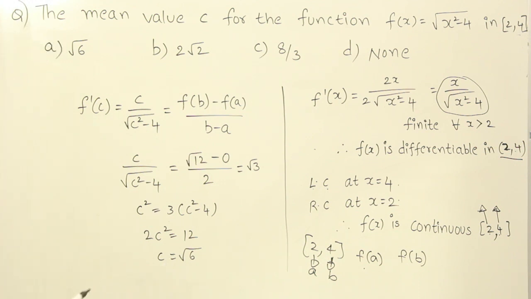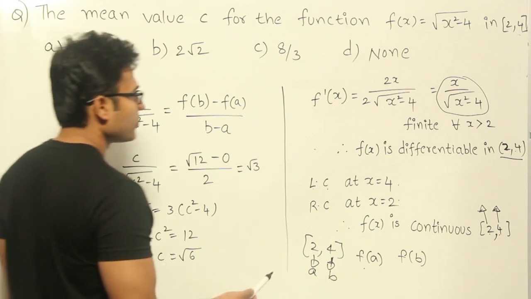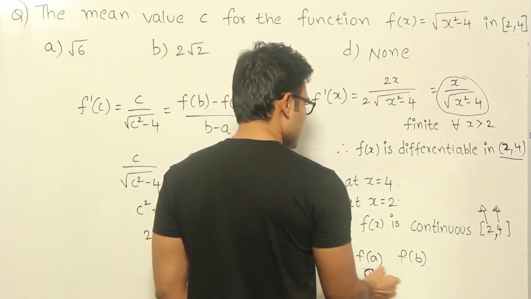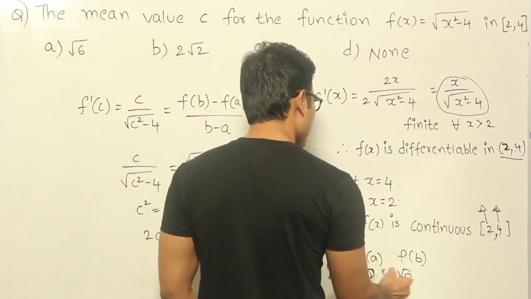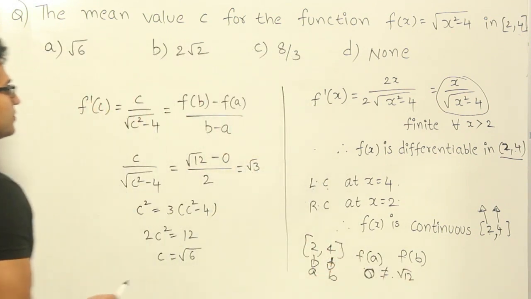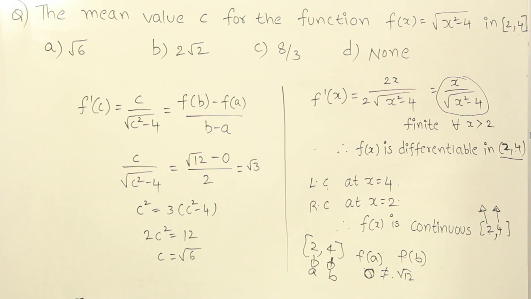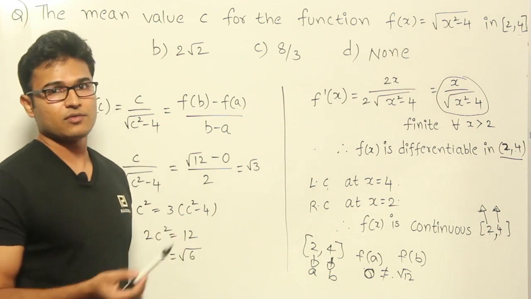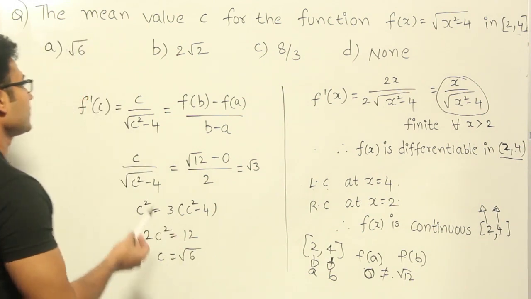Now if you see this, f of a is 0 and f of b is square root of 12. So both are not equal. So you can apply Lagrange's theorem. So what does Lagrange's theorem say? There exists a point C such that f dash of C is equal to f of b minus f of a divided by b minus a, isn't it?